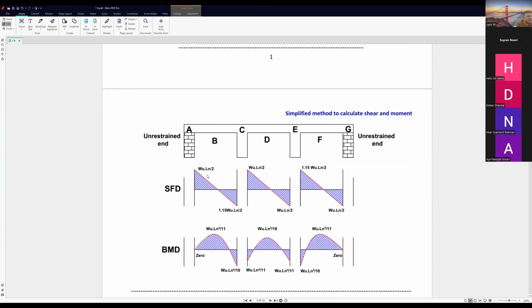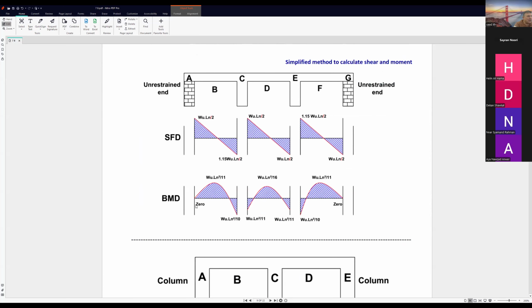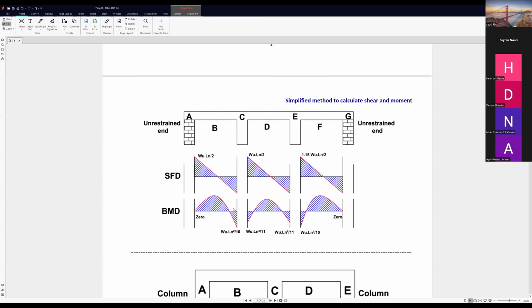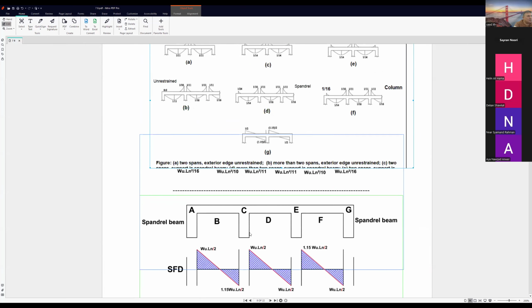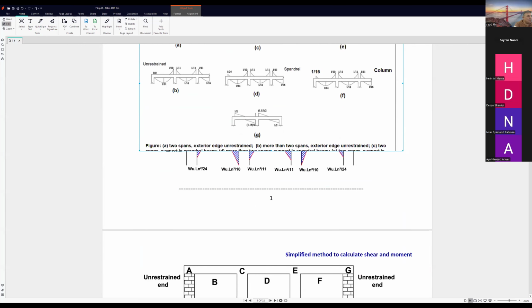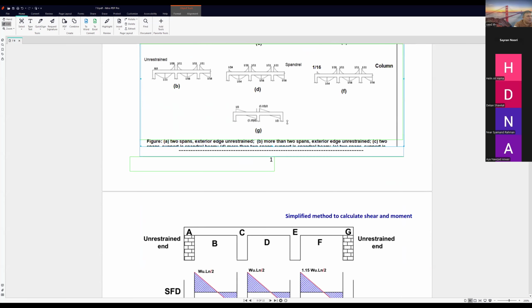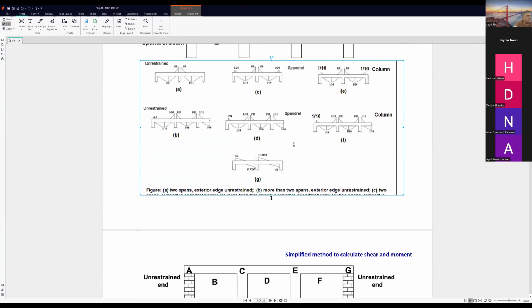So it will be the same shear. It is not changing the shear. So it's only changing in the bending moment diagram. 0, 0. So we have 0, 0. Let me converge to this one. So here we have spandrel one.